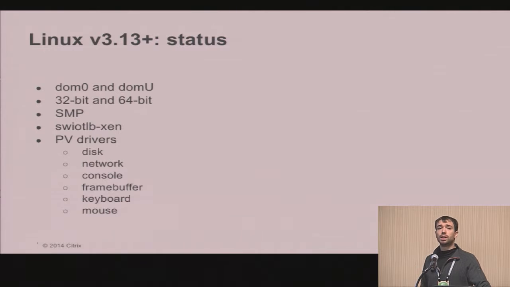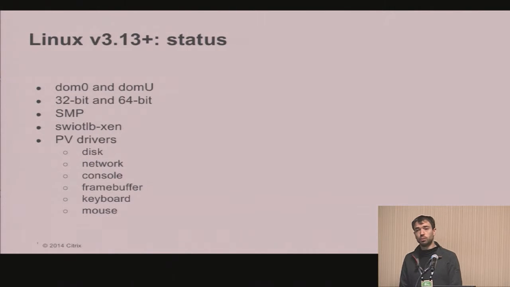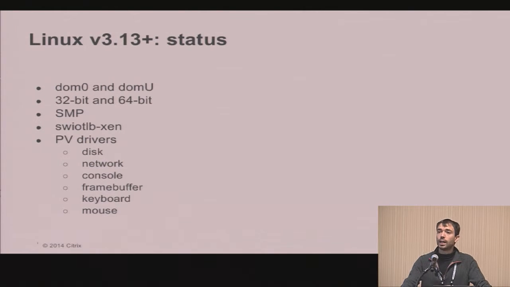Linux 3.13, similarly, was released at the beginning of the year. It supports booting on Xen as Dom0 or as DomU, 32-bit or 64-bit. SMP, so support for multiple vCPUs. Software-wise, blkback is a Xen driver that allows you to store the guest disk image on a physical partition or on an LVM volume. And all the PV drivers in Linux are supported: disk, network, console, frame buffer, keyboard and mouse, both front-end and back-end.